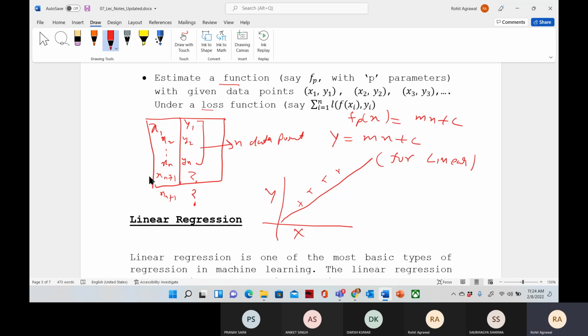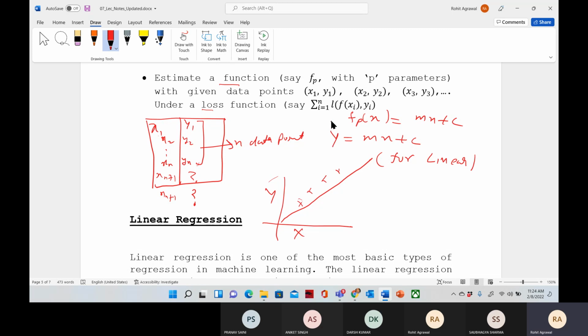See, for x1, y1 is given, for x2, y2 is given, up to xn, yn is given. These are called the actual values, y1 to yn. Yes or no? Yes, sir. Now using this function y equals mx plus c, we are also obtaining y values. Yes, sir.